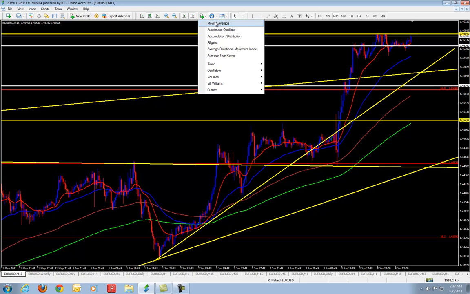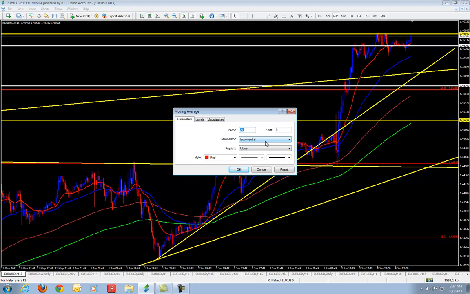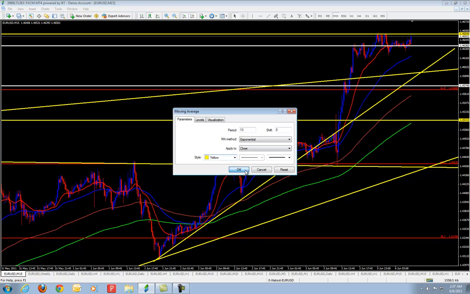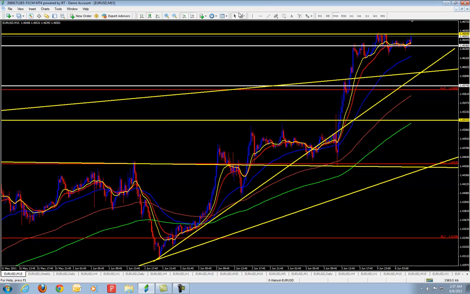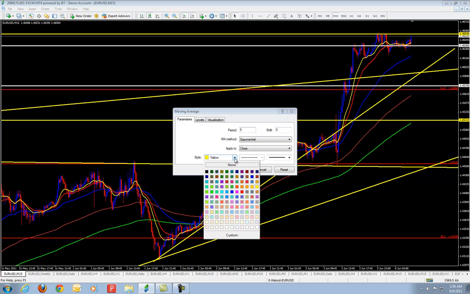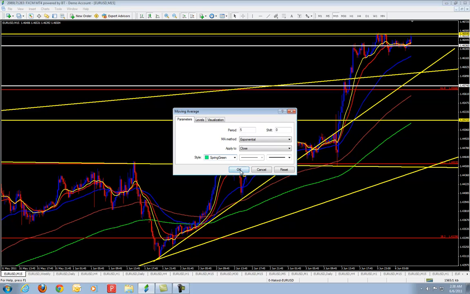This is going to be my 13 now. I'm going to do a 13, and I'm going to color that in yellow. And my last one will be my 5, and that will be in spring green.